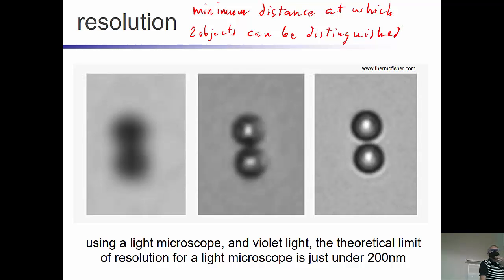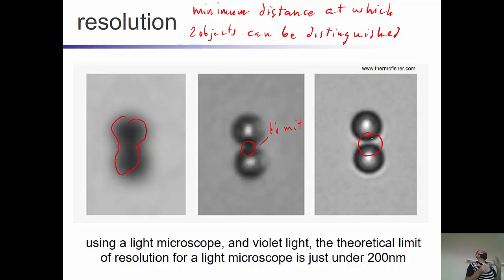Okay? So it's the minimum distance at which two objects can be distinguished. If we look at the left-hand image here, is this two things or one sort of blobby H-shaped thing? We can't tell. If we look here, this is probably approaching the limit of resolution. We can see a little gap here. So this is our limit of resolution. And here we can see they're clearly resolved.